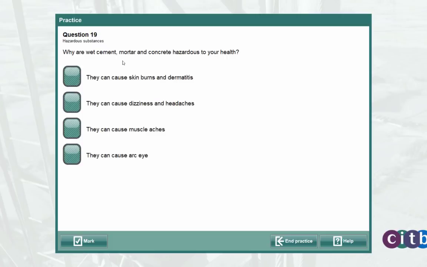Why are wet cement, mortar and concrete hazardous to your health? They can cause skin burns and dermatitis. They can cause dizziness and headaches. They can cause muscle aches. They can cause arc eye.